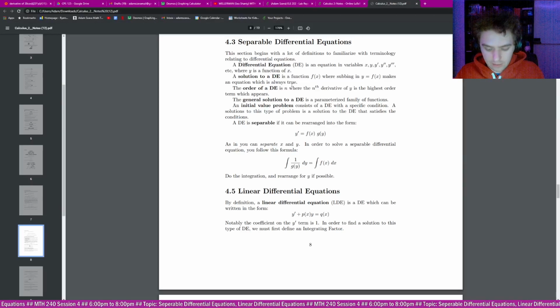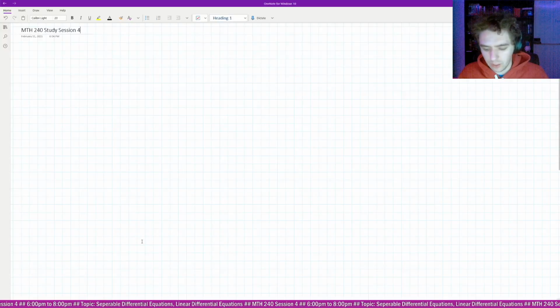And just like when you're integrating, you can have a whole family of solutions, right? Because of that plus c. The exact same thing with differential equations. You can have a whole family of solutions. And so an initial value problem is one where you zone in on one specific solution because it gives you a condition to start with, right? And so let's do one of those.